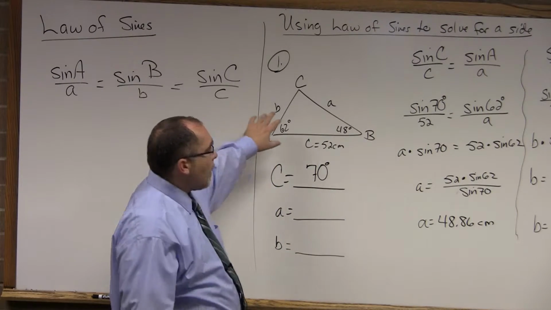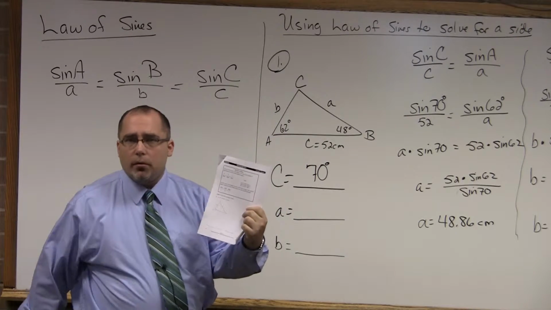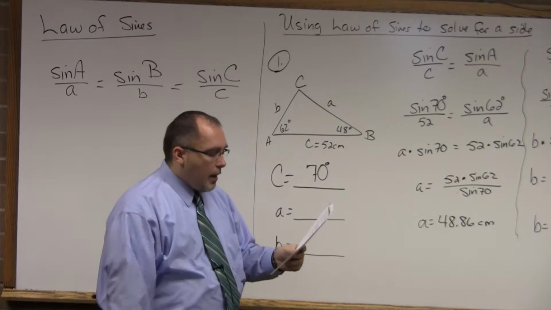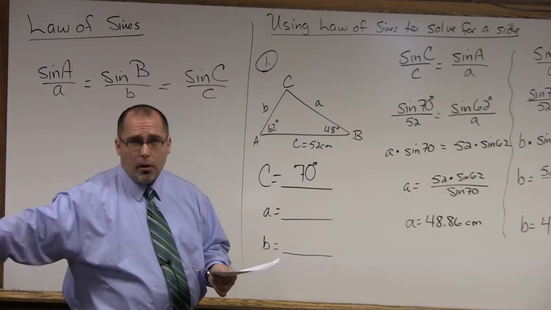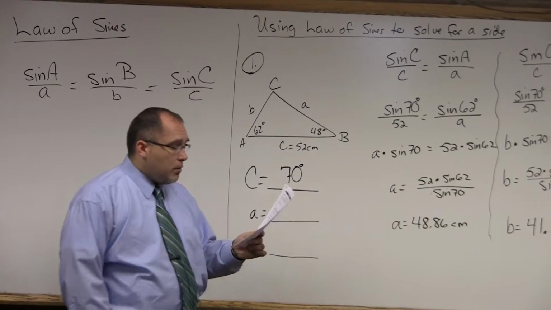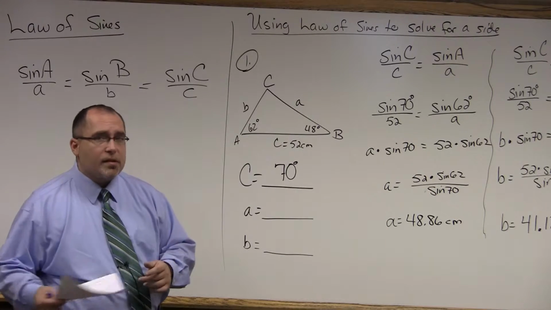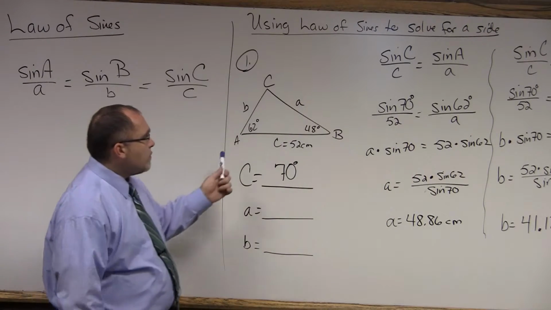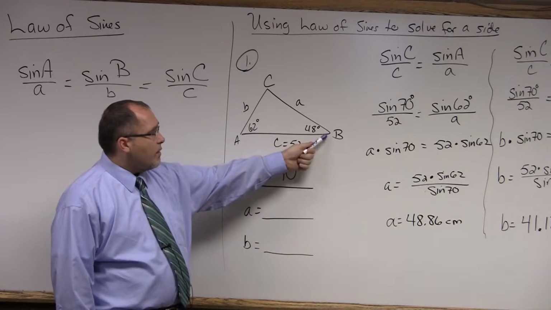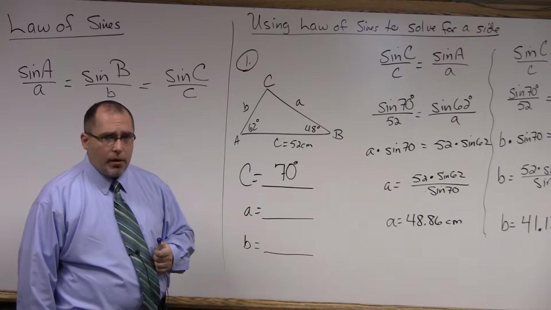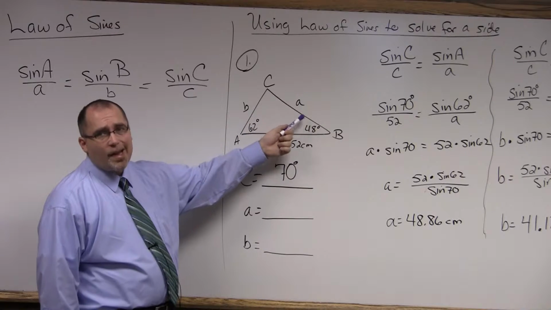If we follow right along with the info packet for law of sines, it's number 1, on the bottom of the page. In triangle ABC, keep in mind oblique triangles do not have a right angle, so we can't use SOHCAHTOA or the Pythagorean theorem. But in triangle number 1, angle A is 62 degrees, angle B is 48 degrees, and side C is 52 centimeters. Just draw a generic triangle ABC, it doesn't have to be to scale. So what we have to solve for are angle C and sides A and B.